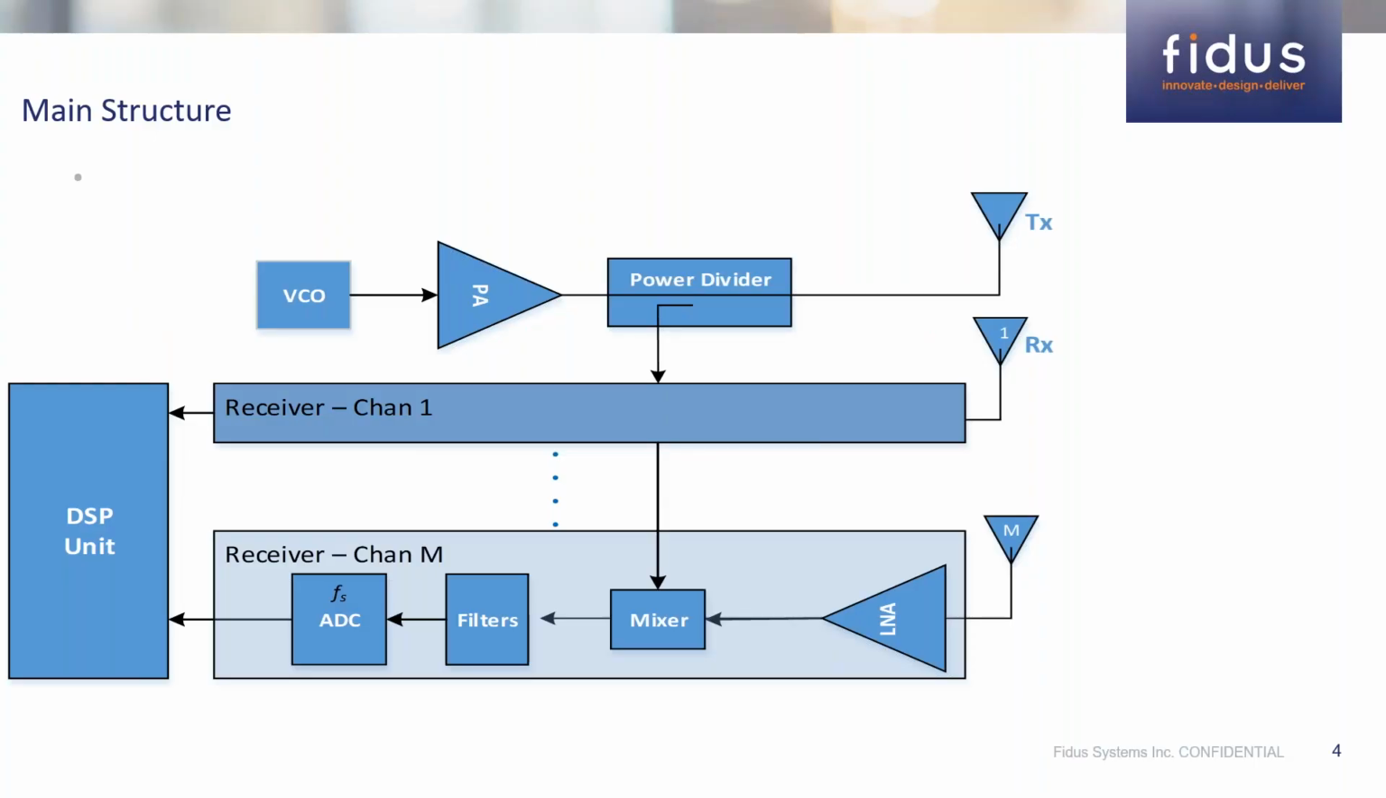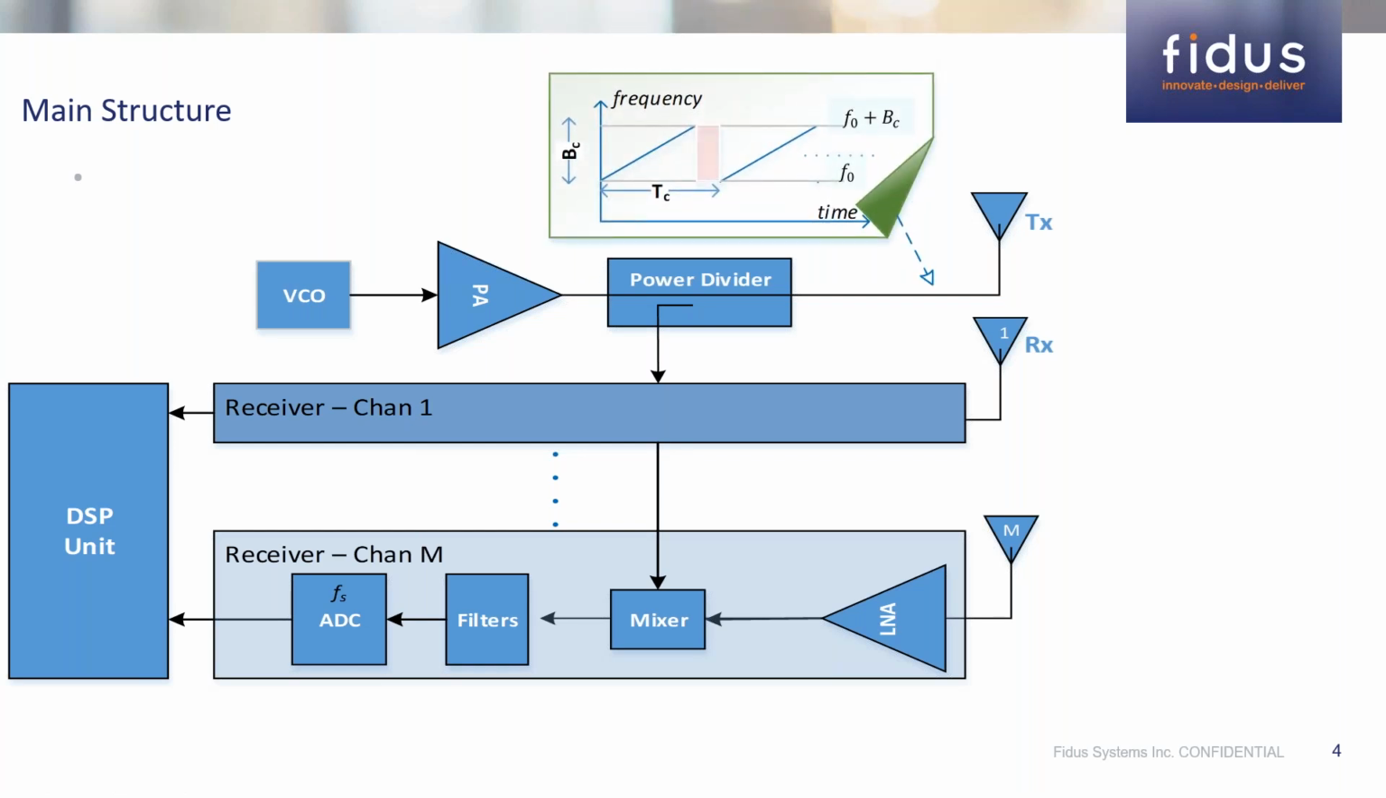The main structure of the radar is shown here. We have a transmitter and a receiver. In this structure, we are considering only one transmit antenna and multiple receive antennas. First, we have a voltage controlled oscillator that will generate a chirp, which is a sweep in frequency over a duration t, and this will repeat multiple times. As we see later, we'll explain why it has to repeat multiple times for velocity measurement.